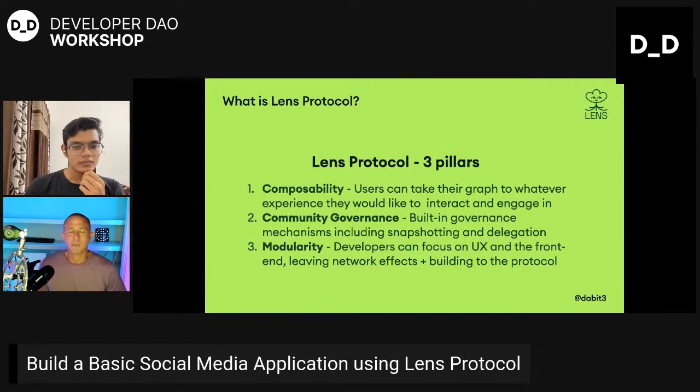So the protocol is built on three main pillars: composability, community governance, and modularity. These are three major concepts that everything else flows from, including their design decisions and general decisions within the protocol.